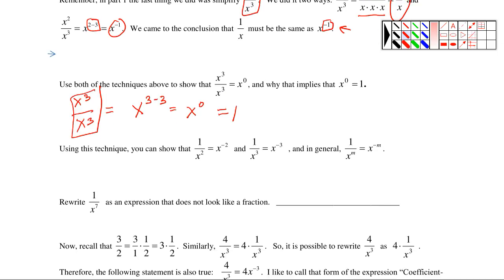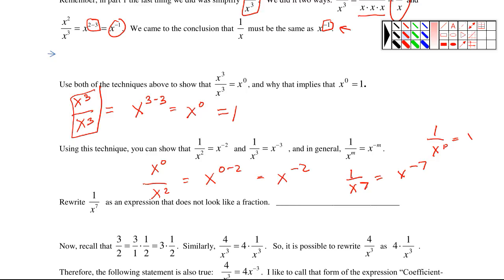Okay, let's take a look at what 1 over x squared means. We can write it as x to the 0, since x to the 0 is the same thing as 1, over x squared. Subtract the exponents. X to the 0 minus 2 is equal to x to the negative 2. Once you're convinced of this, you don't have to go through all that work. You can just say 1 over x to the 7th is equal to x to the negative 7, or 1 over x to the p is equal to x to the negative p.